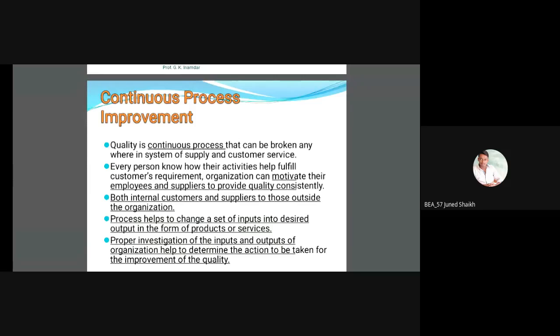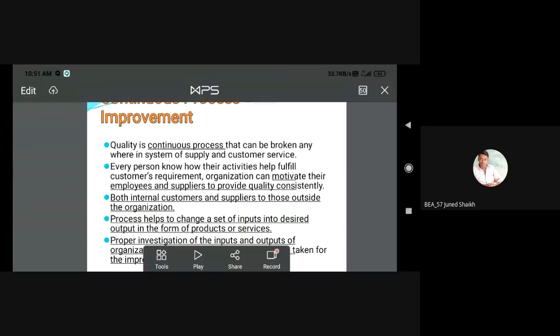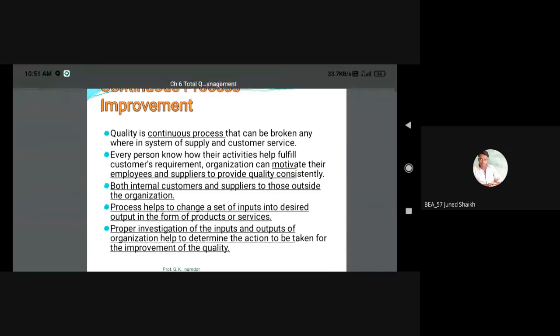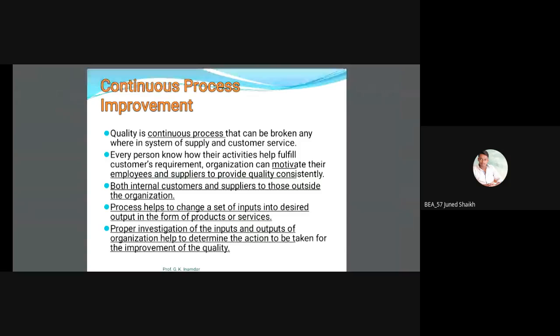Okay, so continuous process improvement. As per the customer changing, as per the expectations of customer increasing, innovation is required, and that innovation you have to implement in that sector. Quality is a continuous process that can be broken anywhere in the system of supply and customer service. Every person should know how their activities help fulfill customers' requirements. Organizations can motivate their employees and suppliers to provide consistent quality.